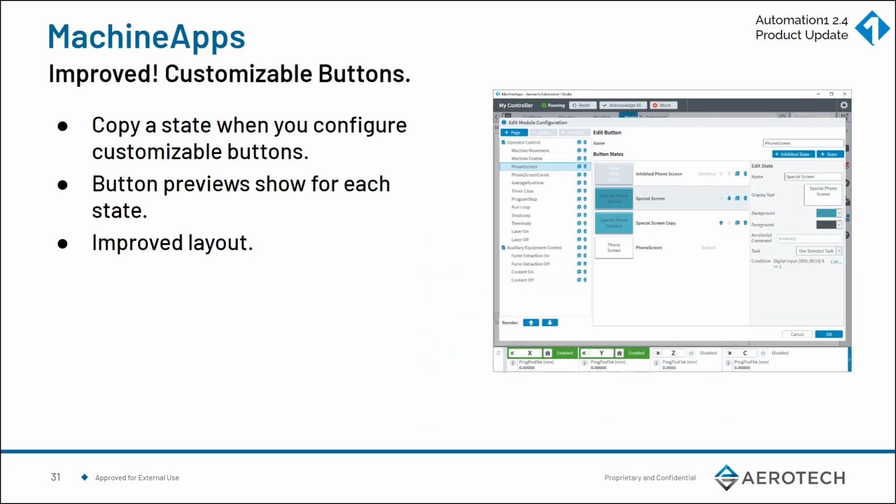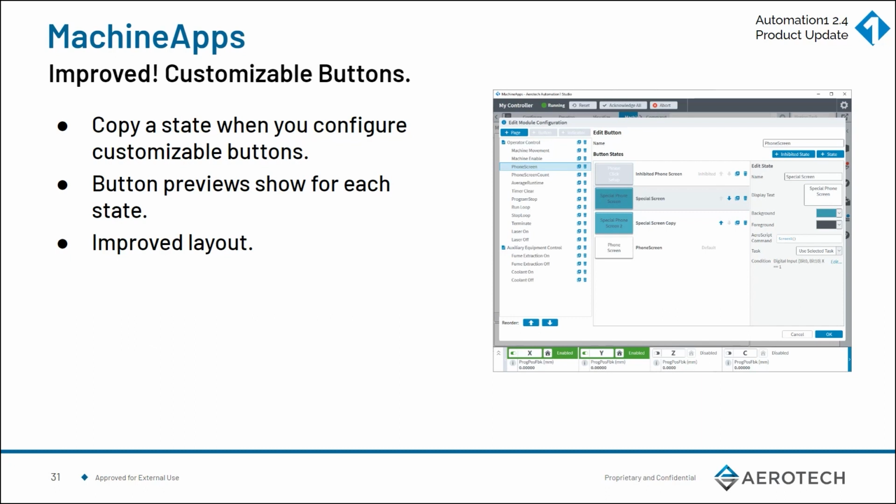You can copy a state when you configure customizable push buttons. Here you'll see the push button editor. I'm editing the push button named phone screen, and I have 4 different states defined here. One is an inhibited state where the push button cannot be operated, and 3 more that are non-inhibited states.